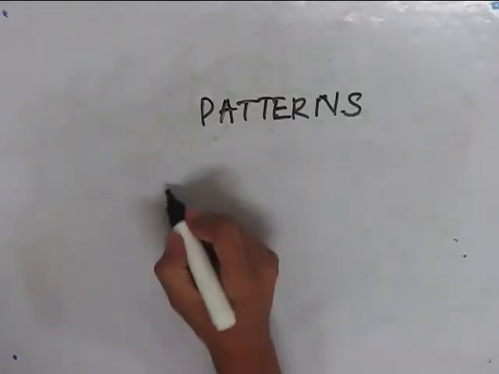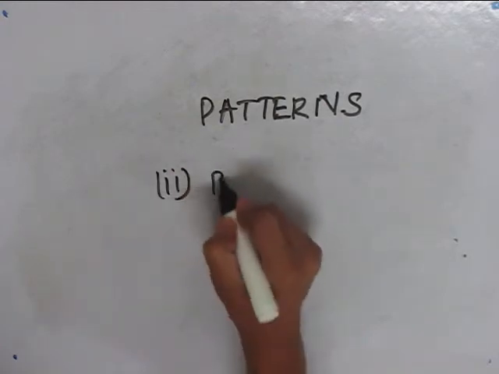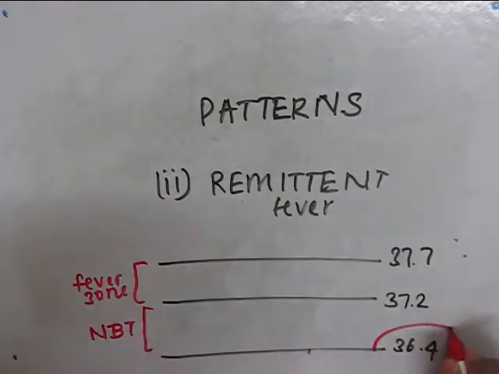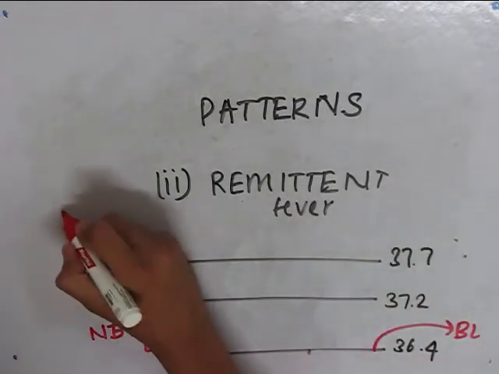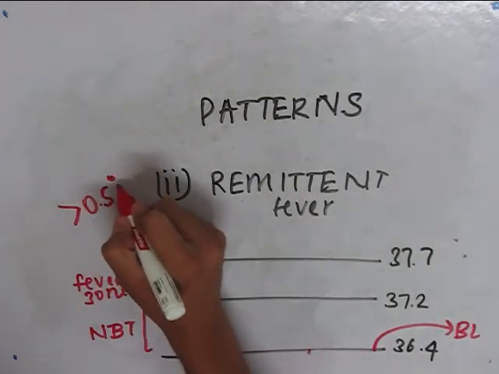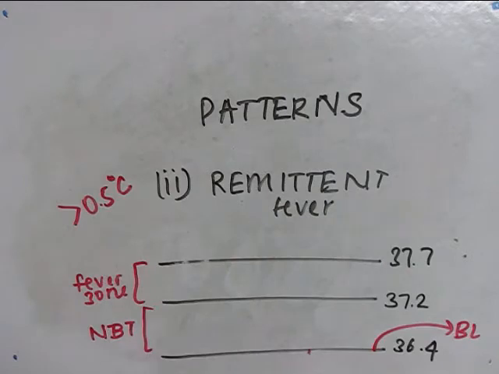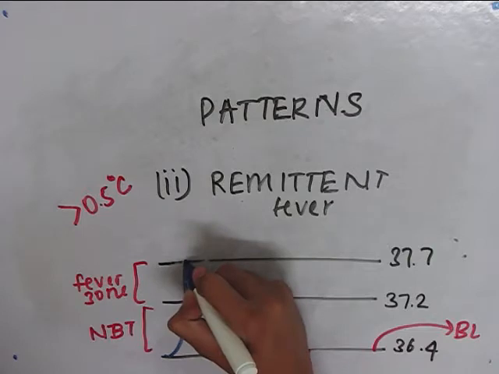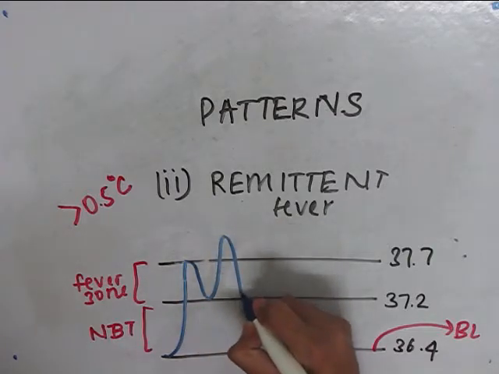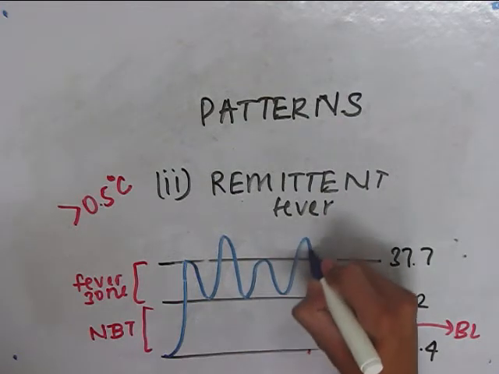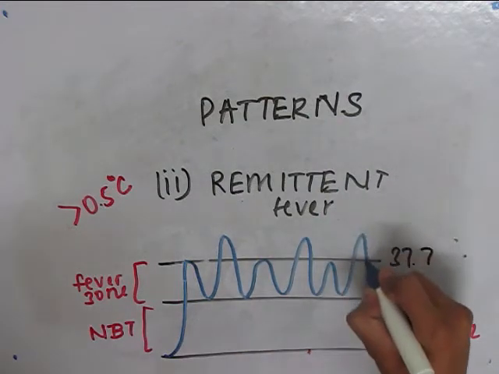So, the next type of fever we are going to learn is remittent fever. So, we know this is the baseline. I'll tell you what happens in remittent fever. In remittent fever, usually the fluctuation is greater than 0.5 degrees Celsius and it doesn't touch the baseline as well. That is, once it enters the fever zone, it is raised above the fever zone, but it doesn't touch the baseline. So the graph of remittent fever is something like this.